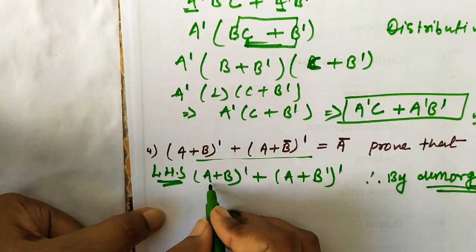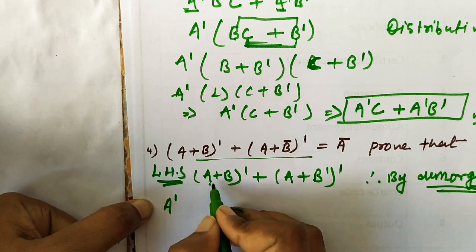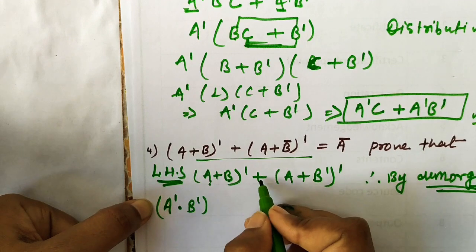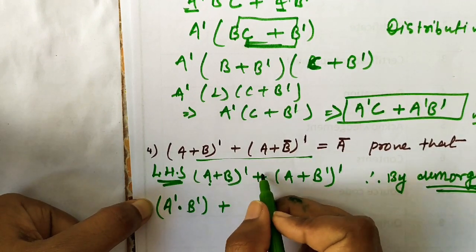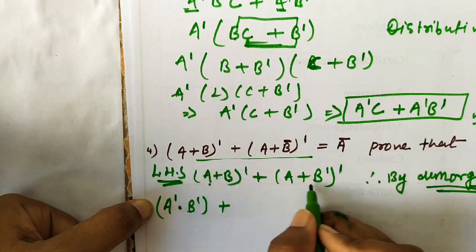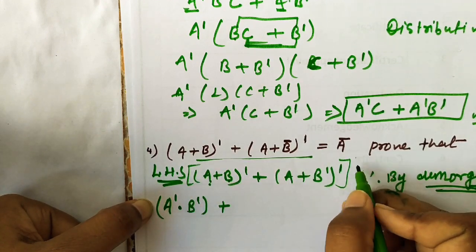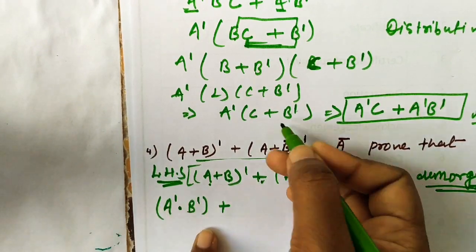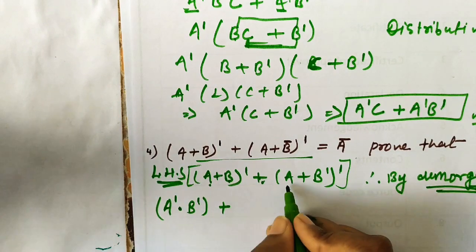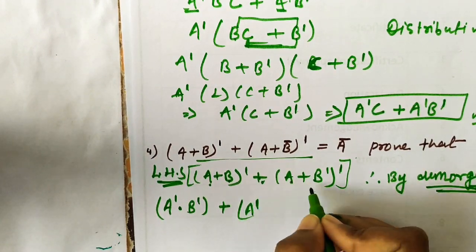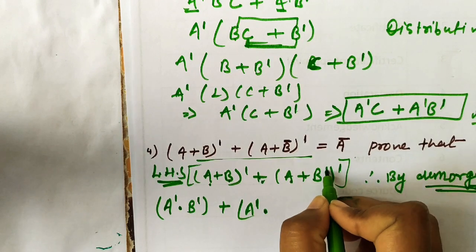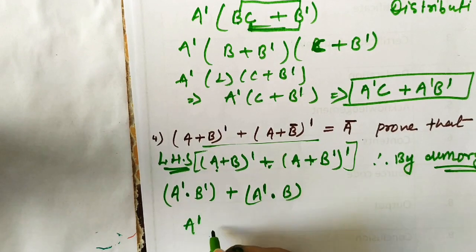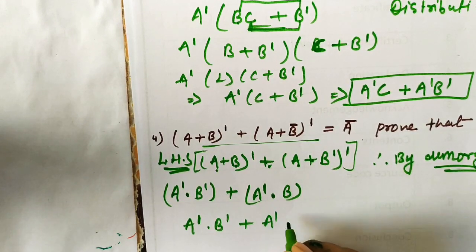So by using De Morgan theorem, a is converted to a', plus is converted to dot, and b is converted to b'. Then again plus, this plus is not converted because in this term there is no whole dash over it. If the whole dash is there, then this plus is also converted to dot sign. So next again a converted to a', plus converted to dot, and here b' converted to b. So the answer is that. So again a' into b' plus a' into b.